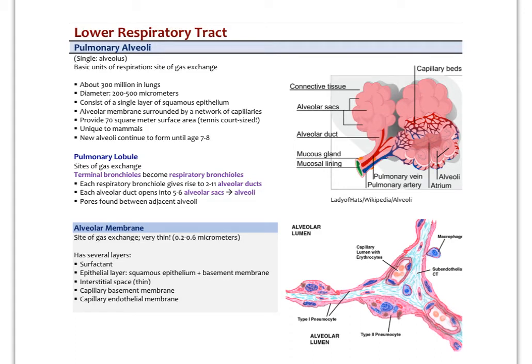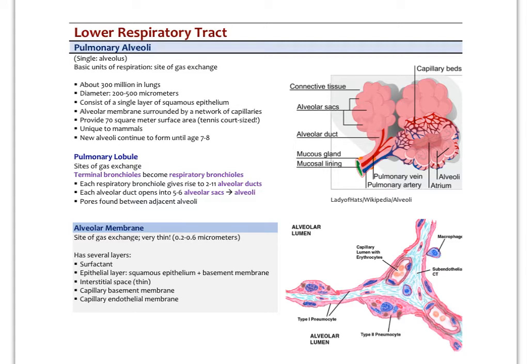A single one is an alveolus. These are the basic units of respiration and the site of gas exchange in the lungs. There's about 300 million alveoli in each lung, so we can think of these as the functional units of the lung. Each has a diameter that's very tiny, 200 to 500 micrometers. They consist of a single layer of squamous epithelium, and around that alveolar membrane is a network of capillaries.